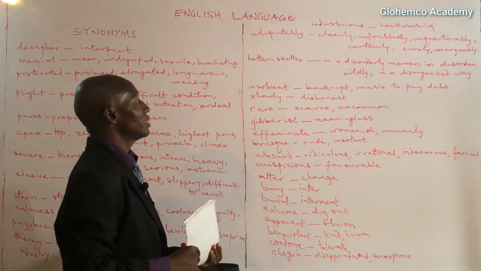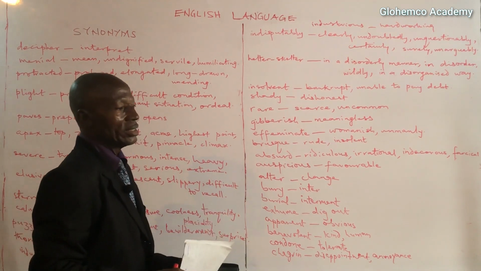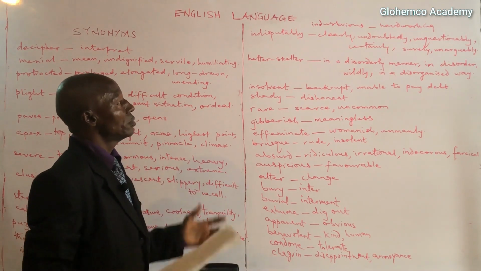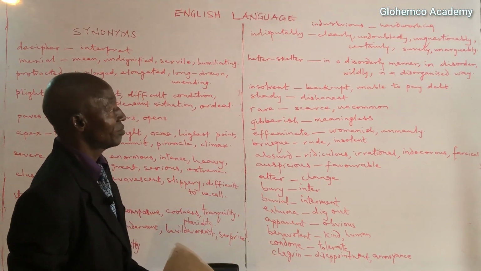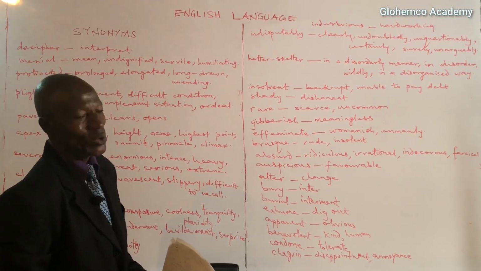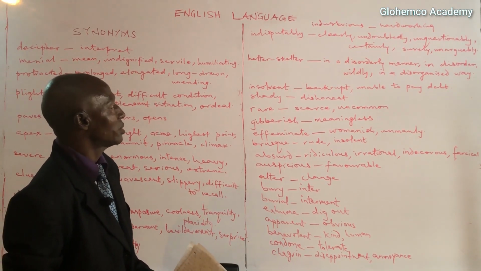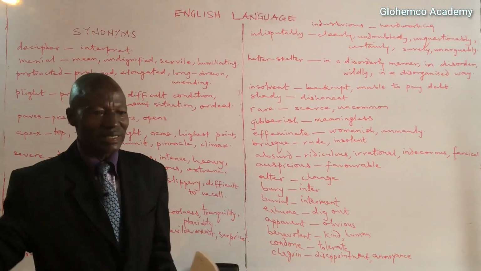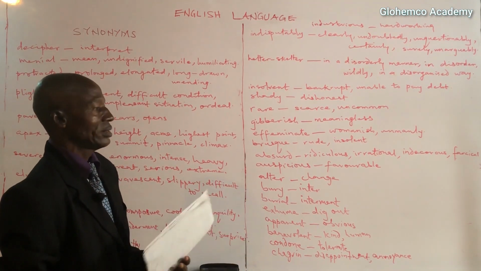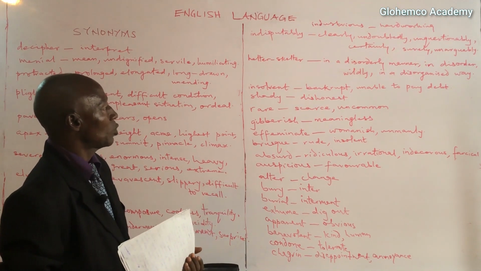Then we have helter skelter. You know, people say it. These people were running scatter, in a disorderly manner, in disorder, widely, in a disorganized way or manner. They were running scatter, not knowing where they are going. They are not organized. They are not well arranged.